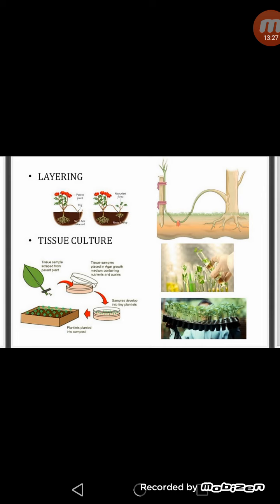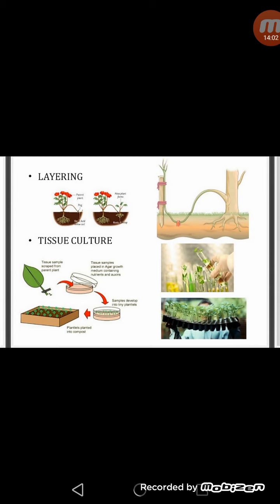Under aseptic conditions, the piece of the tissue which we have taken grows into an unorganized mass of tissue called callus. It means it starts division and makes a group of cells which is called callus. The callus, or this group of cells, is then transferred to another nutrient medium containing plant hormones, where it multiplies and differentiates into small plants. These plants are then transferred to the moist soil for further growth.